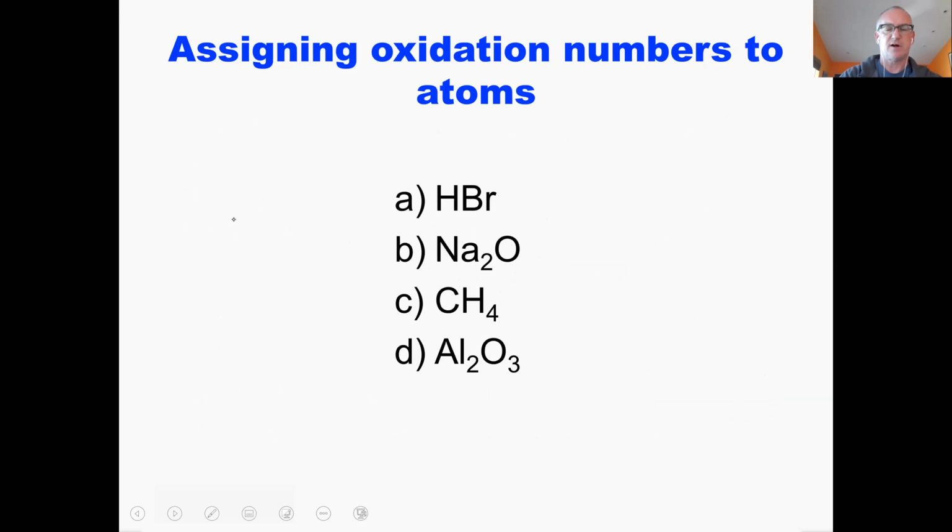Let's do a couple of these. So I've got HBr. What are my oxidation numbers on the hydrogen and the bromine? Anybody? Hydrogen and bromine. What are my oxidation numbers going to be? Would it be +1 and -1? Yeah, because hydrogen is going to be +1 if it's bound to a non-metal. Bromine is about as non-metal as it gets. So +1, -1. What about sodium oxide?